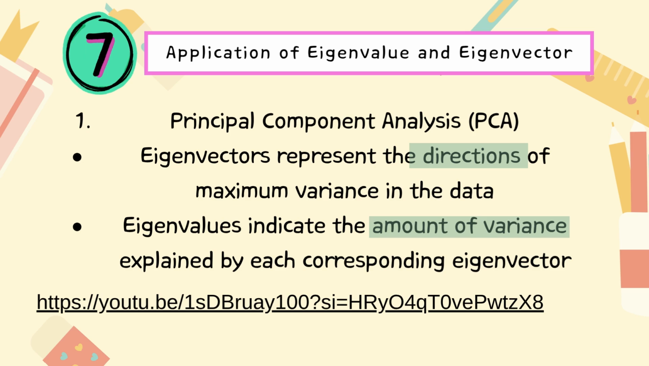Next, let's move on to the applications of eigenvalues and eigenvectors. The first one is Principal Component Analysis, PCA. Why does this matter? Imagine if you have 3D data like weight, age. PCA uses eigenvectors to find the most important direction. PCA also uses eigenvectors to compress data by keeping only the large eigenvalues. We also provide a YouTube link for a more detailed explanation regarding this topic.